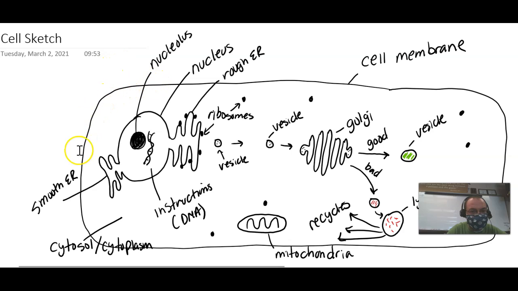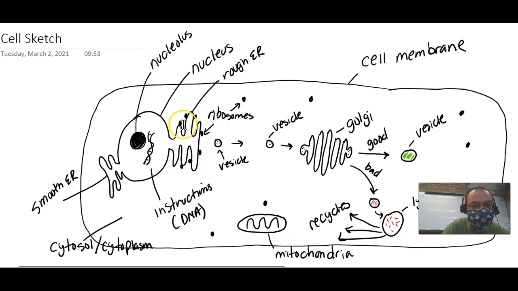All right, so here we have a cell surrounded by a cell membrane, and here's the nucleus and the nucleolus. And remember, the nucleolus makes these things called ribosomes, and here we see ribosomes floating throughout the cell in the cytosol. And we also see ribosomes attached to what we call the rough ER, rough endoplasmic reticulum.